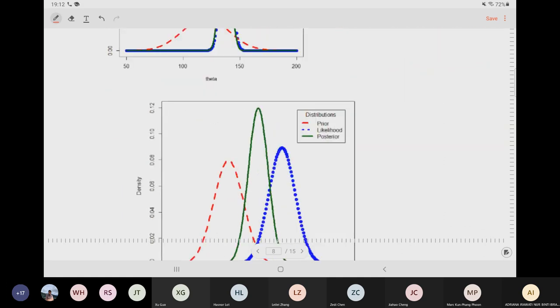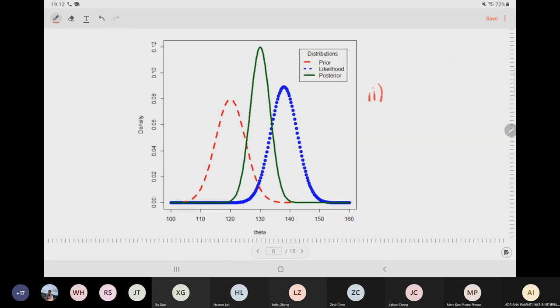For the second one, your prior is normal with mean 120 and variance 5 squared, the red one. Your likelihood has mean 138 and variance 20. Your posterior is a compromise between your prior and your likelihood, so you get something in the middle. You can see that the mean and the variance have shifted. This is because your prior is very strong. Wait, this is 20 squared. Did I plot this?